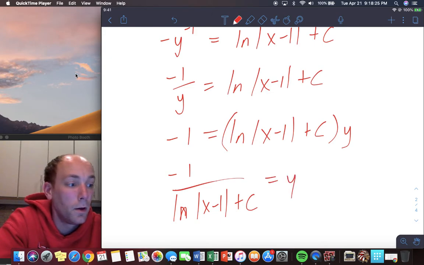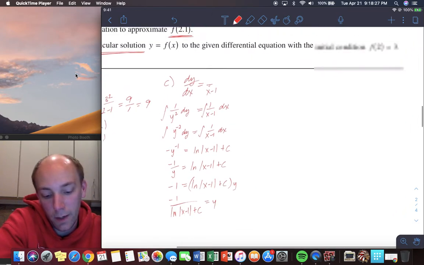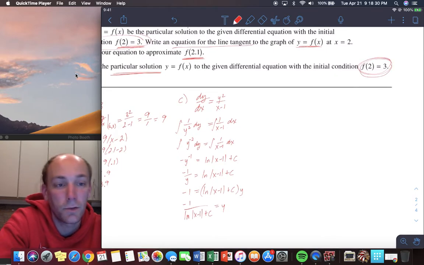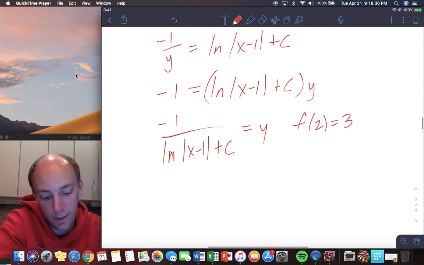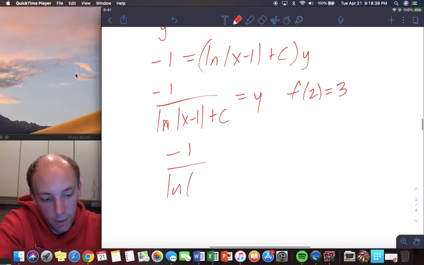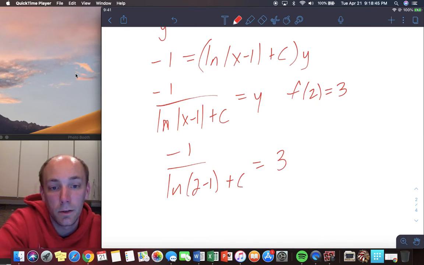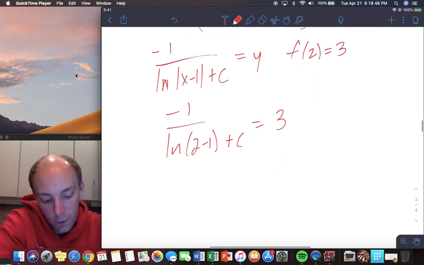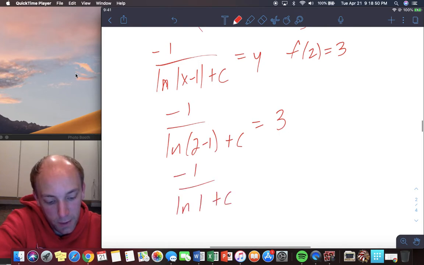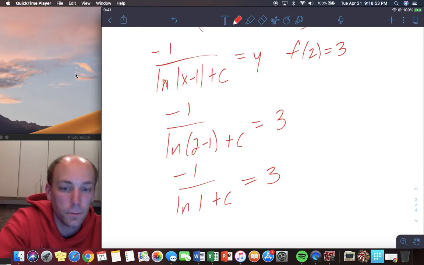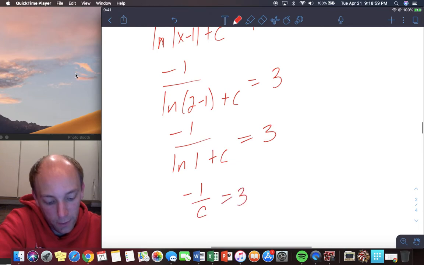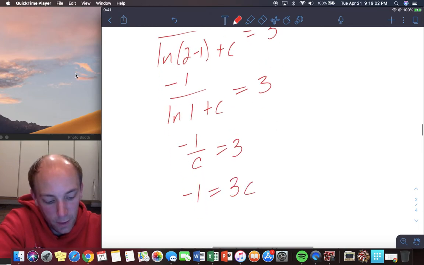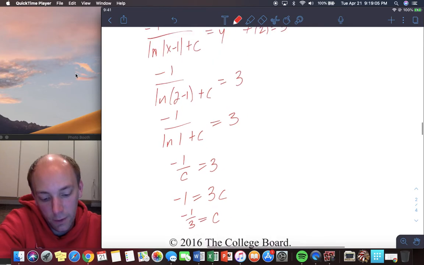Okay, all right, and then now that I've got y by itself, I'm going to take the initial condition f of 2 equals 3, and I'm going to plug that in. So negative 1 over the natural log of 2 minus 1 plus c is equal to 3. Okay? So negative 1 over the natural log of 1 plus c equals 3. And the natural log of 1 is just 0. So it's negative 1 over c equals 3. Continuing to solve this, we would get c equals negative 1/3.